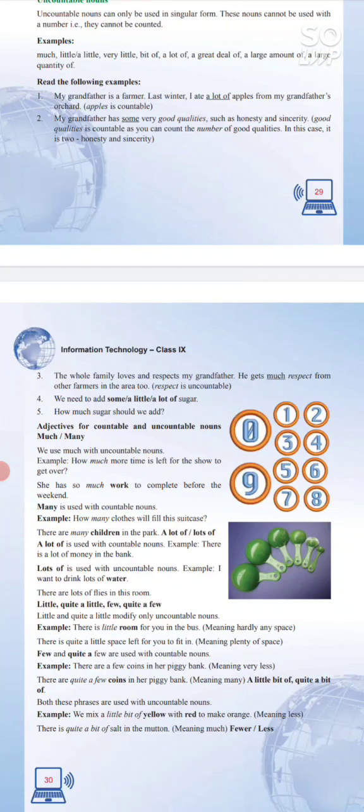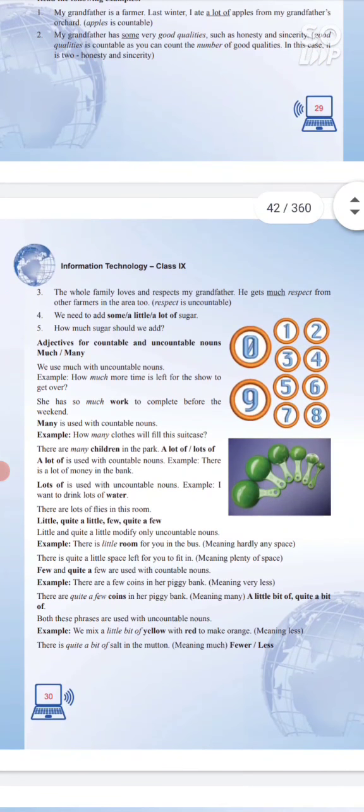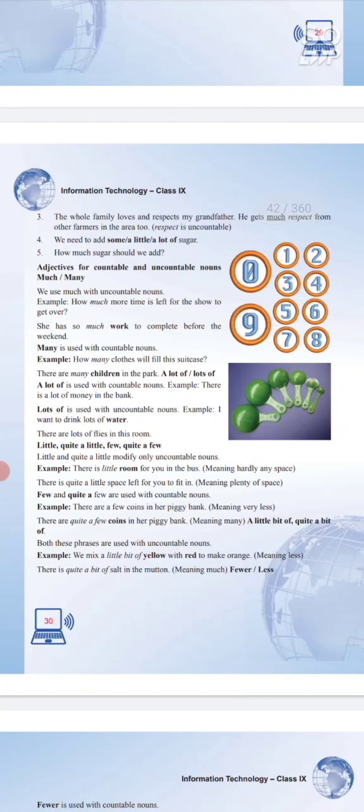Many is used with countable nouns. Much is used with uncountable nouns. On the other hand, many is used with countable nouns. Example, how many clothes will fill this suitcase? So the number of clothes that can be filled in the suitcase is countable. So many is used before clothes. There are many children in the park. So many is again used with children, and children is a countable noun here.